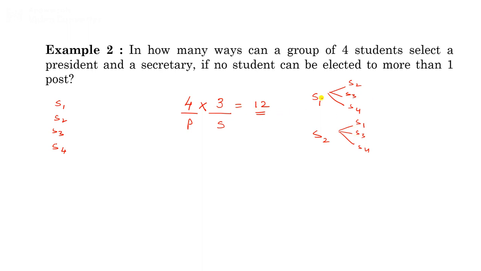So you can count also. You can write S1S2, S1S3, S1S4. Similarly, S2S3, S2S1, S2S4 and so on. So total number of ways equals 12.